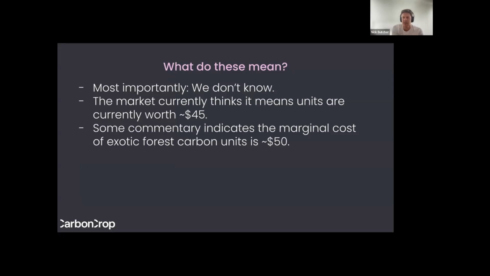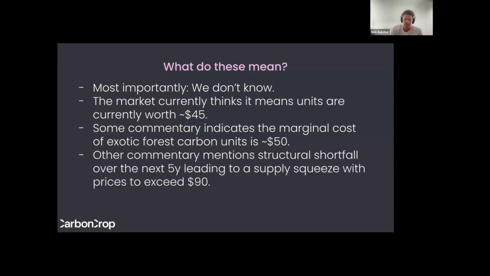Like with the ETS as it's currently set, there's some perspectives that there might be an oversupply of units, like a large oversupply in the late 2030s to 2040s. And then there's other commentary which suggests that there might be a structural shortfall of units over the next 5 years, which could lead to a supply squeeze. But even if there's going to be enough units in the long term, there's not enough in the short term, and that could push prices much higher.